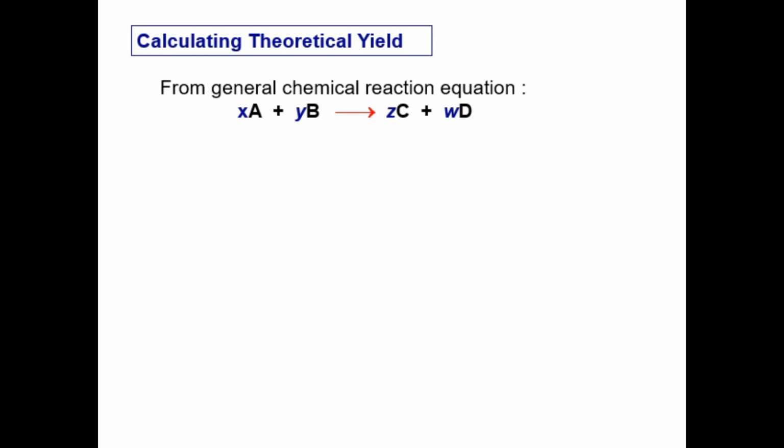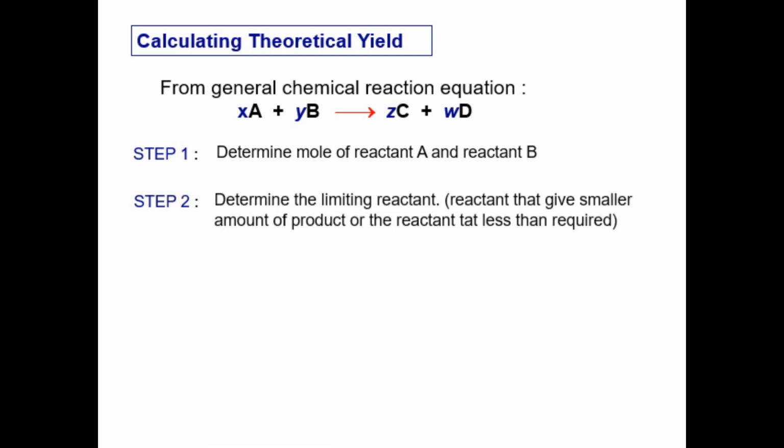The last one is the steps to follow when calculating theoretical yield. From the general chemical reaction equation below, Xa plus Yb in order to produce Zc plus Wd. First step, we have to determine the moles of reactant A and reactant B. Second step, determine the limiting reactant, the reactant that gives the smaller amount of product or the reactant that is less than required.